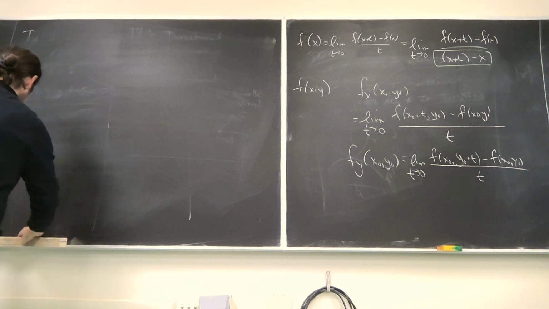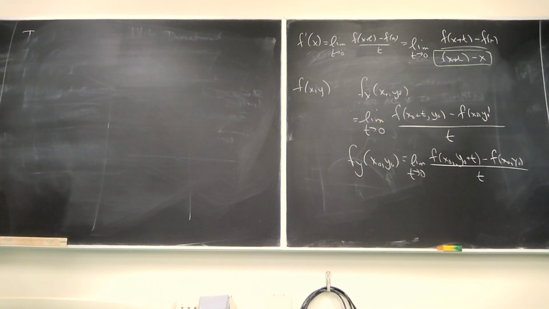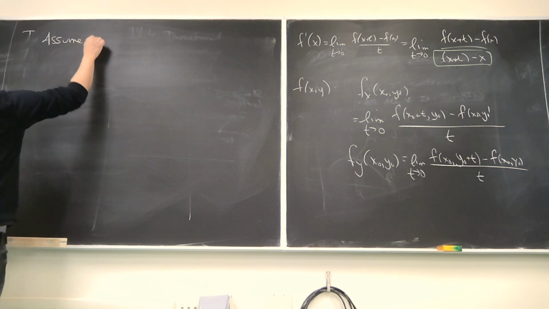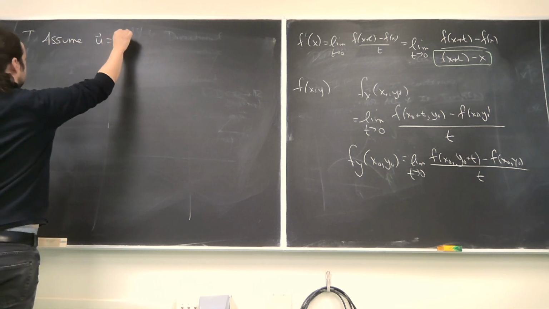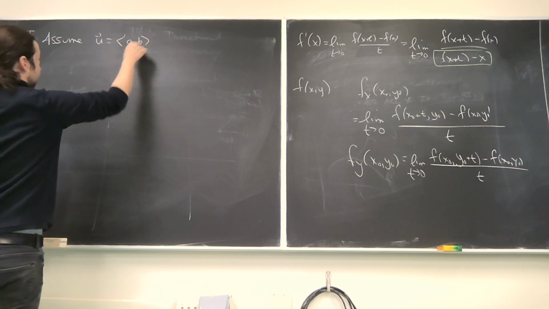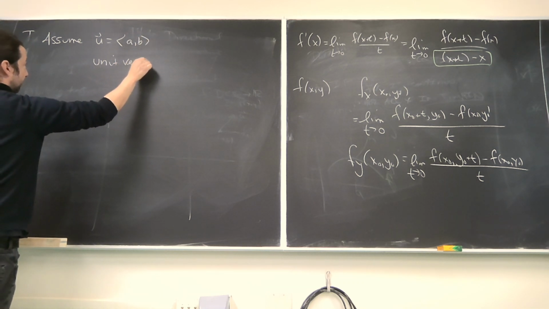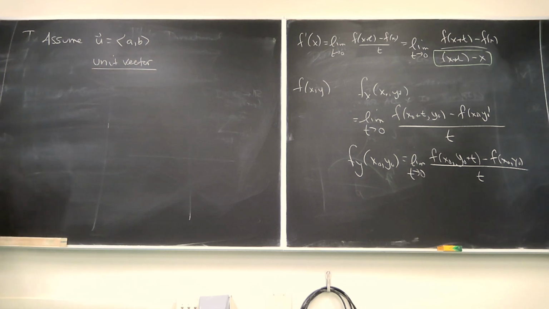So we're going to start by assuming, and I'll explain why in a second, that we have a vector u, which has coordinates a, b, and we're going to assume that this is a unit vector. We'll talk about why in a second.